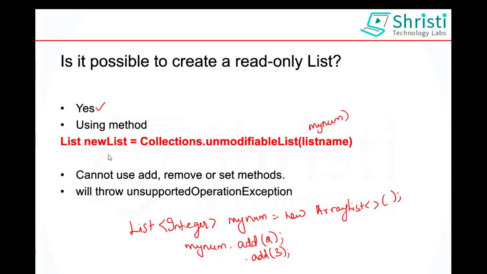The resultant list that we are getting, here in this case it is newList. This becomes a read-only list. You cannot call add, remove or set methods on this particular newList. This is a read-only list. myNumber is a normal list, newList is a read-only list. If you are trying to call these methods on this newList, it will throw unsupported operation exception. So as simple as it is, I am having a normal list. I want to create a read-only list from that one, means I need to call the method collections.unmodifiableList, where collections is a class, unmodifiableList is a static method.